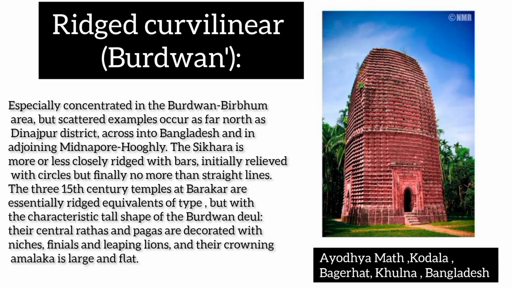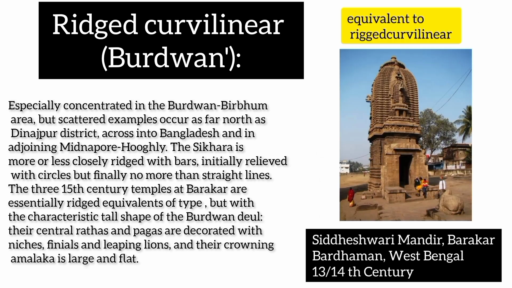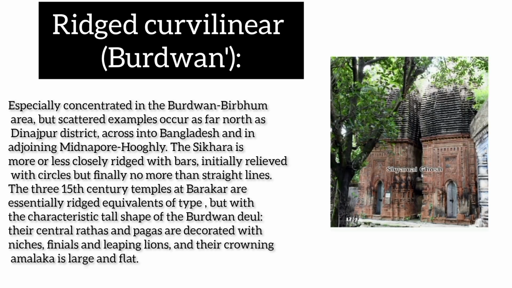Ridged curvilinear Bardhaman. Especially concentrated in the Bardhaman-Beerbhum area, but scattered examples occur as far north as Dinajpur district, across the Bengal border, and in adjoining Midnapur and Hooghly. The shikhar is more or less closely ridged with bars, initially relieved with circles but finally no more than straight lines. The three 15th century temples at Borakar essentially reached equivalents of type A or 1, but with the characteristic tall shape of Bardhaman Deul, their central rathas and pagas are decorated with niches, finials, and leaping lions, and their crowning amalaka is large and flat.